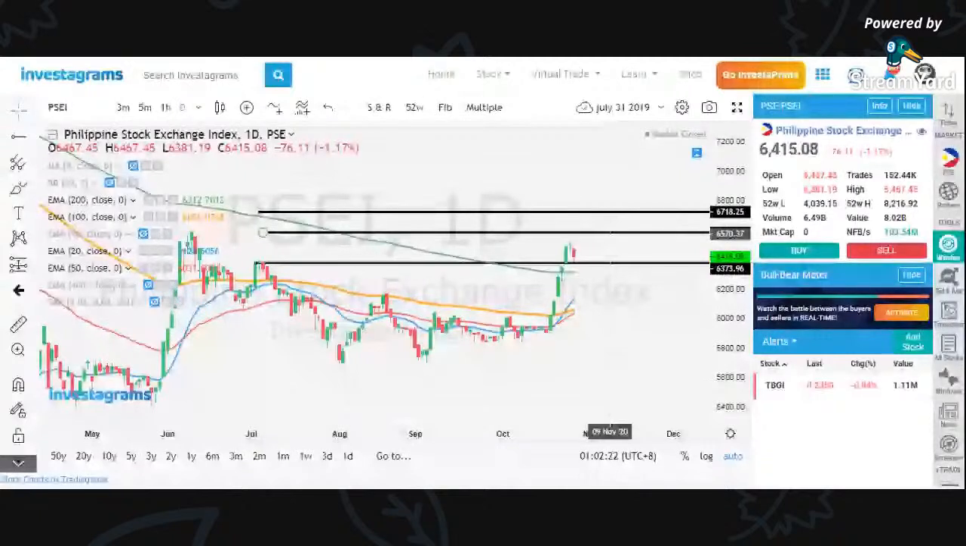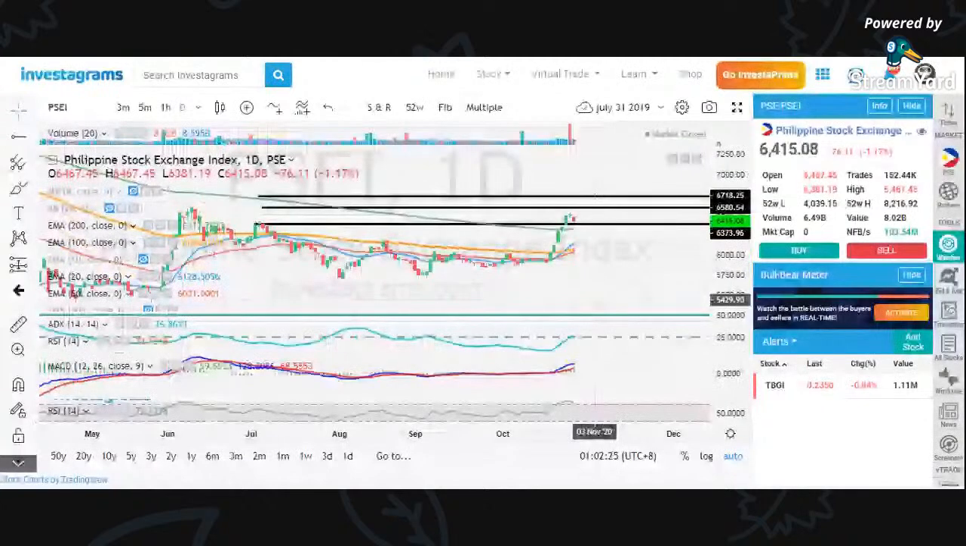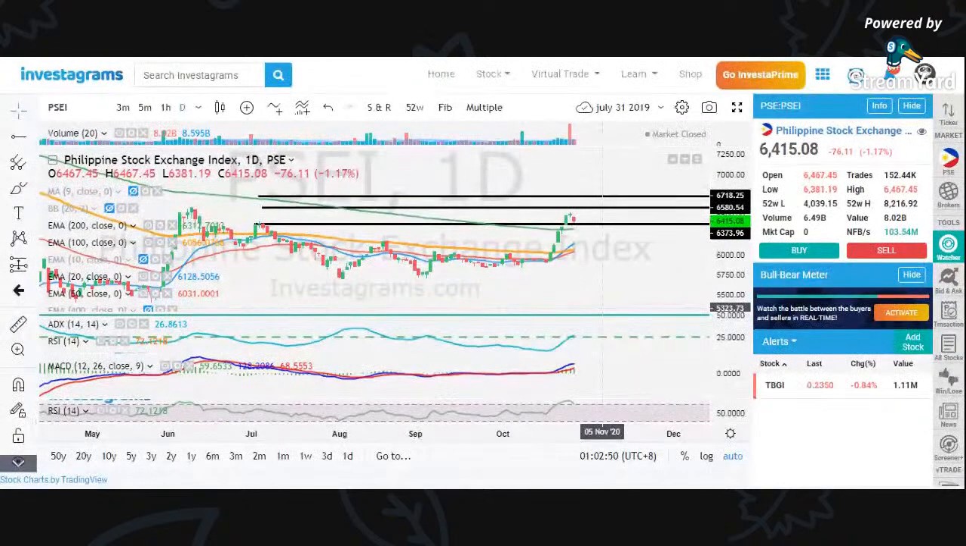Okay? Because as I said, the RSI is now in an overbought condition. If we see the ADX, it is above 25, at 26.86. And MACD is above the signal line and above the zero line. So with the ADX, there is strength, and with the MACD, there is momentum. But because the RSI is above 70, it is in overbought condition.